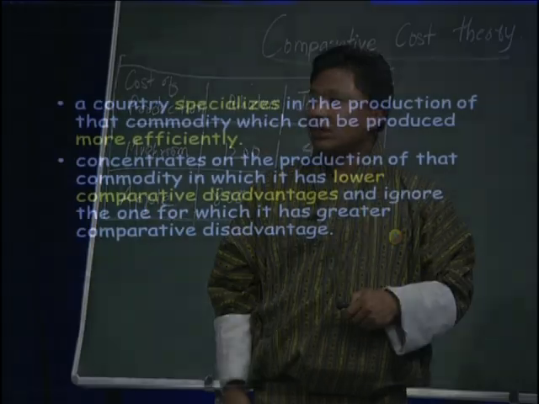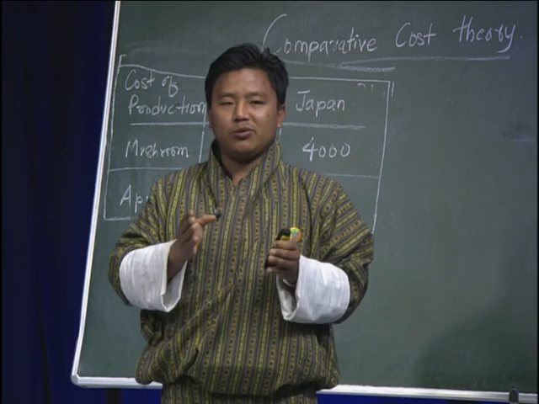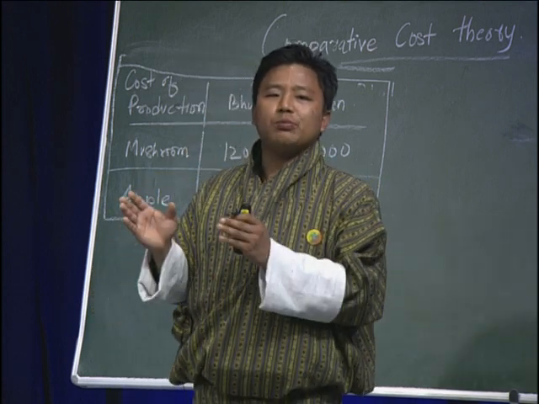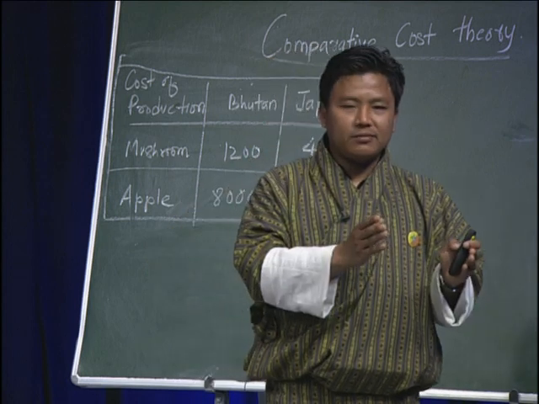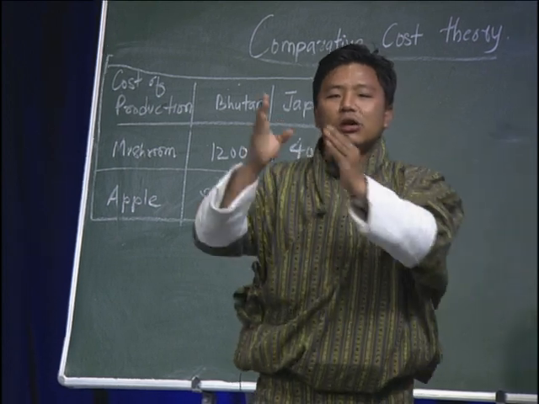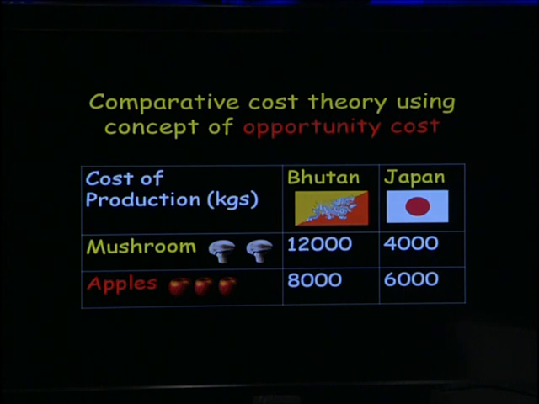This theory can be explained using the concept of opportunity cost or the production possibility curve, and also with the method of relative productivity ratio. Let me remind you one more time, this comparative theory can be explained with the help of opportunity cost and relative productivity ratio. Now let us do one exercise together.